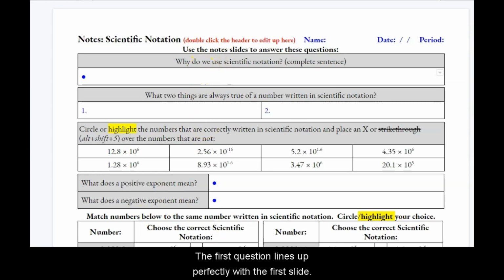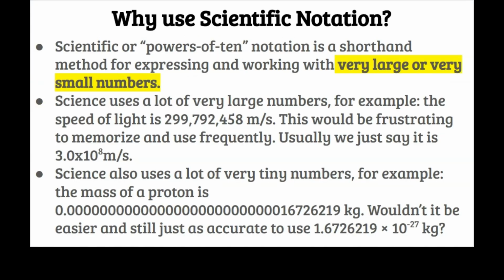So the first question lines up perfectly with the first slide. Why use scientific notation? We also call scientific notation powers of 10. And the reason why we use it is so that we can work with very large numbers or very small numbers. So for example, the speed of light is 299,792,458 meters per second. It's super frustrating to memorize that, especially if you have to use it a lot, so we normally just say it's 3 times 10 to the 8th meters per second. It's almost the same number, it's just rounded. And it's a lot shorter and easier to use.